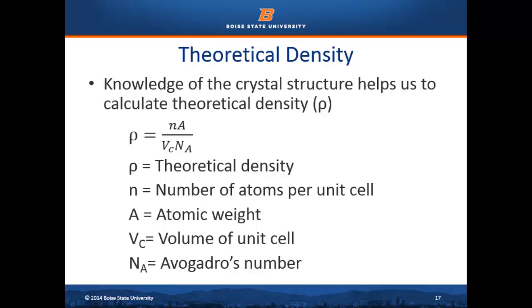The knowledge we have gained by studying various crystal structures helps us calculate the theoretical density of a material. Theoretical density can be calculated by the formula ρ equals nA over VcNA, where n equals the number of atoms per unit cell, which we know from the table we had earlier. A is the atomic weight that can be easily obtained from the periodic table. Vc is the volume of the unit cell that we can calculate using the formula we derived earlier. NA is Avogadro's number, which is 6.022 times 10 to the power 23 atoms per mole.